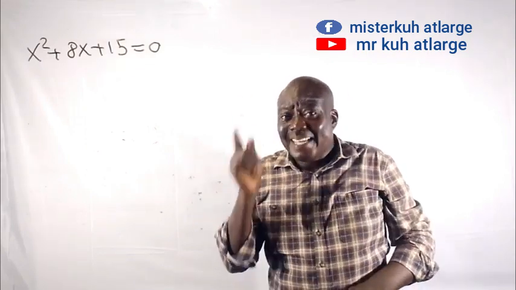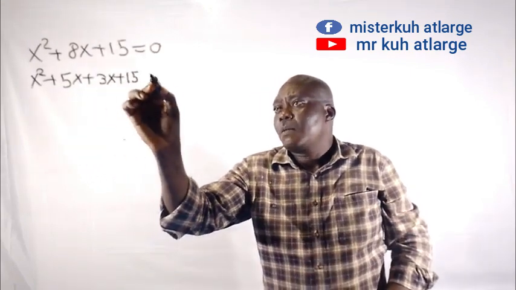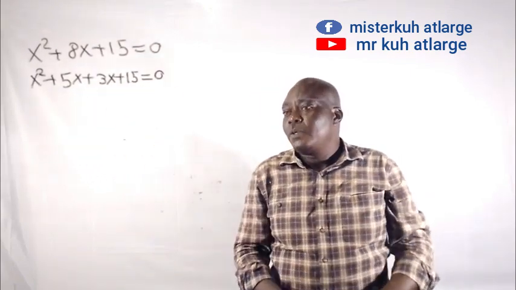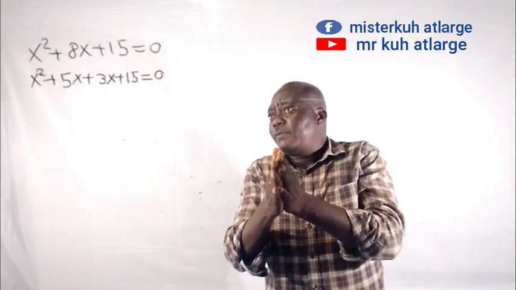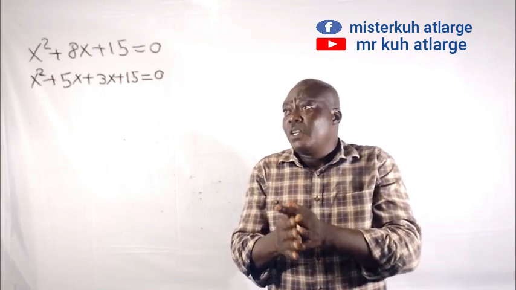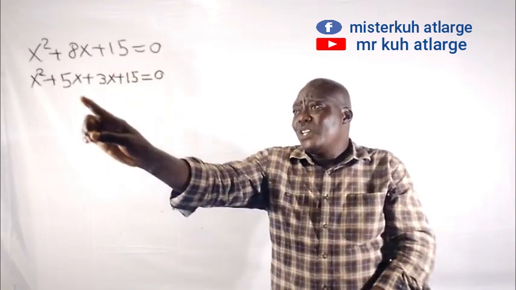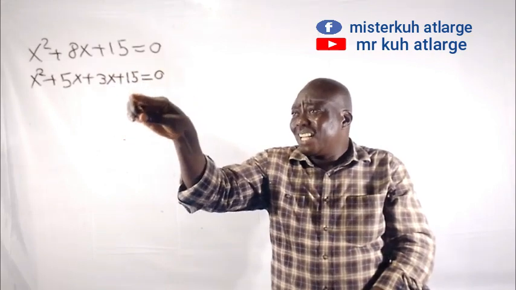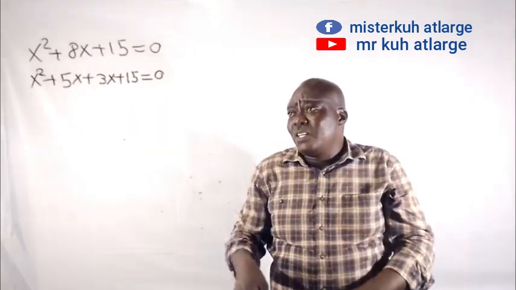So instead of 8x, we have gotten the factors, which are 3 and 5. So we are going to now replace 8 with them. That means you have 5x plus 3x, which gives you 8x, and if you multiply the numbers, it will give you 15.